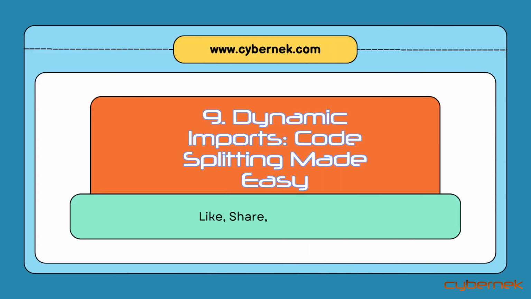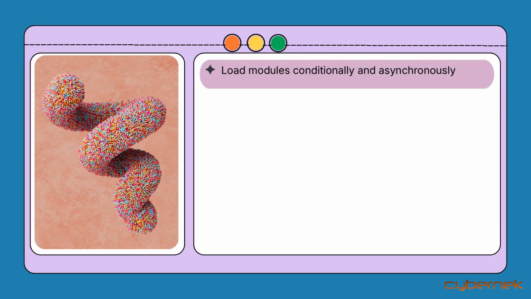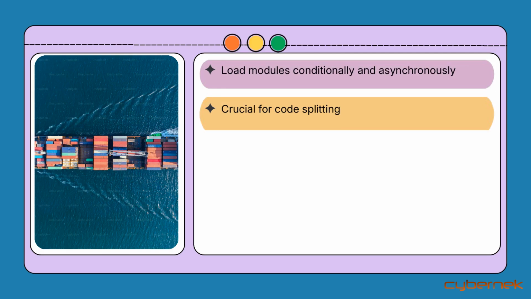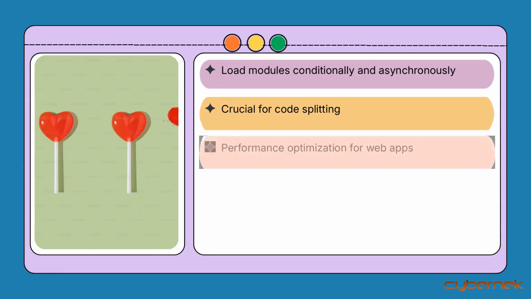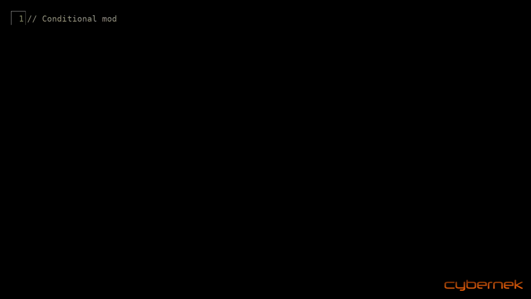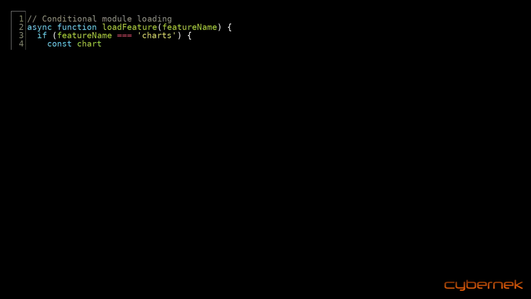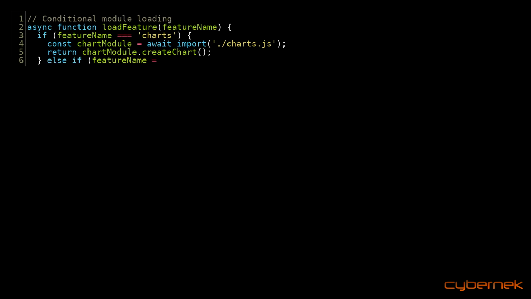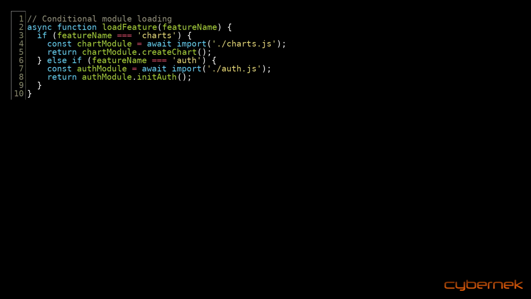9. Dynamic imports. Code splitting made easy. Dynamic imports allow you to load modules conditionally and asynchronously. This is crucial for code splitting and performance optimization in modern web applications. The loadFeature function demonstrates conditional module loading based on the feature name parameter. If charts is requested, it dynamically imports the charts module and calls createChart. If auth is requested, it imports the auth module and calls initAuth.